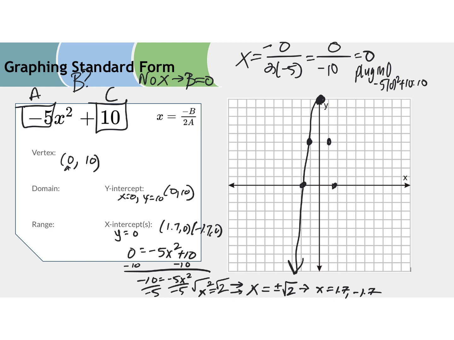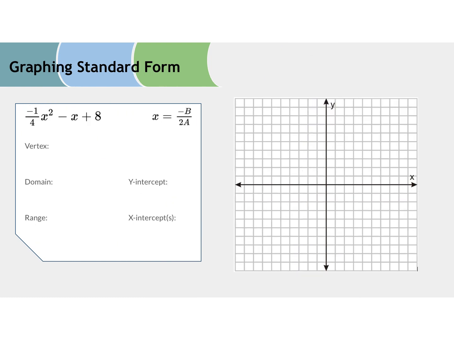And so that would be the overall shape of the graph, which, again, you don't really need the x-intercepts at this point to know what the shape would look like using all these other pieces. So my domain is negative infinity to positive infinity, and my range is negative infinity to 10, bracketed. So, this is really how we solve all these problems. So let's do one more quick one.